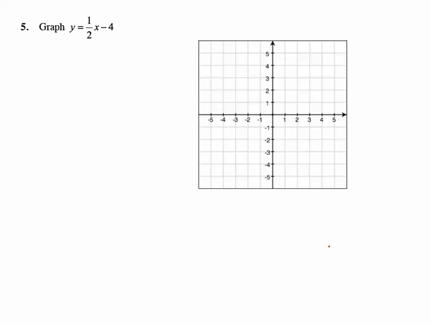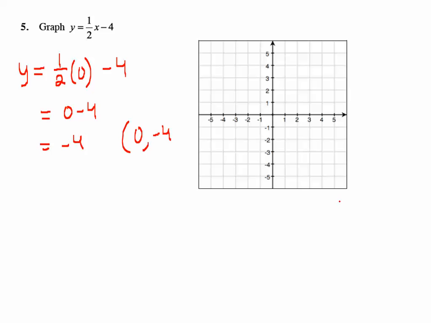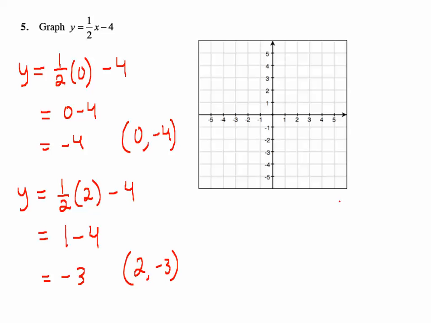And again, if you know y equals mx plus b, get it that way too if you like. We'll cover that in 3.4, I think. So plug in a 0, minus 4 gets you a negative 4. And again, plugging in a 2 in this case, 2, negative 3, those should probably be your 2 points there.